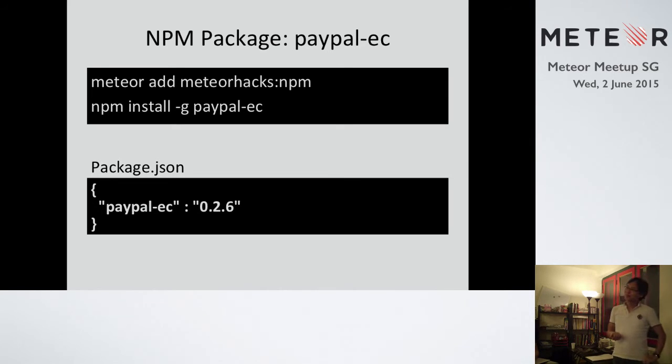I think you've done it correctly, because if you use npm install without minus G, it will only work for Node.js projects. I think what you did was correct. Okay, so let me just continue.